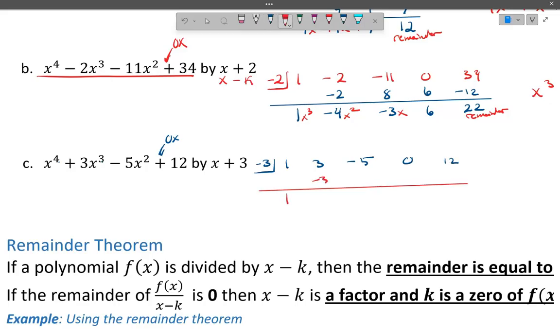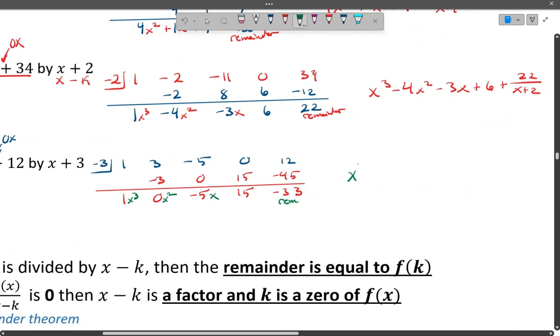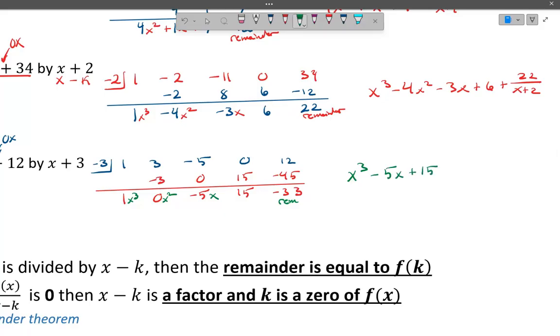Bring down and multiply, add, multiply, add, multiply, add, multiply, and then add. We're going to go down by 1 degree, so since we started with 4th, this is 3rd, this is squared, linear, constant, remainder. So we'll write our quotient as x to the third minus 5x plus 15 plus -33 over x plus 3.